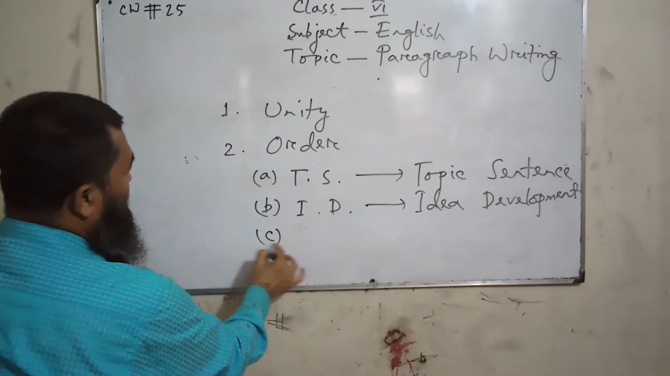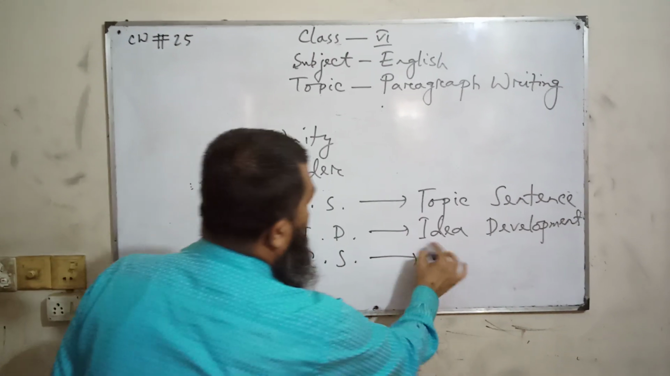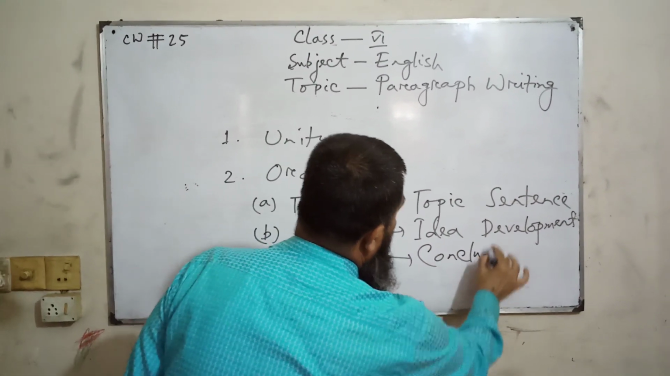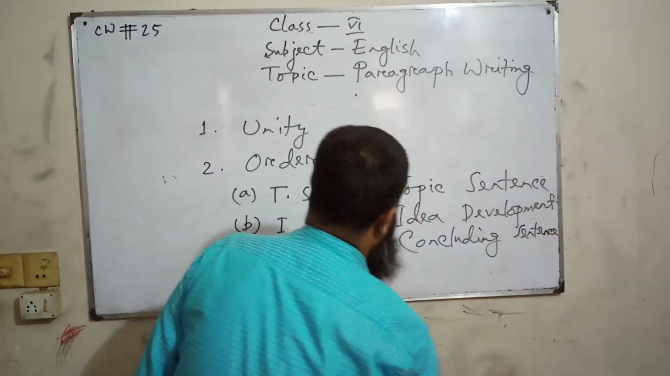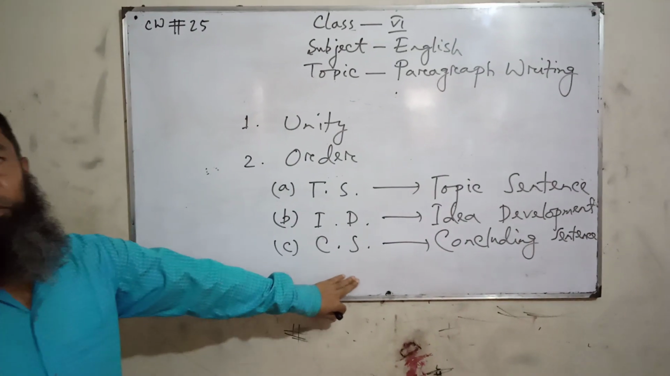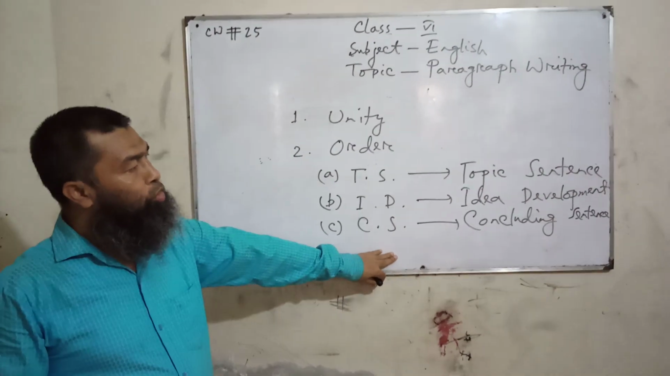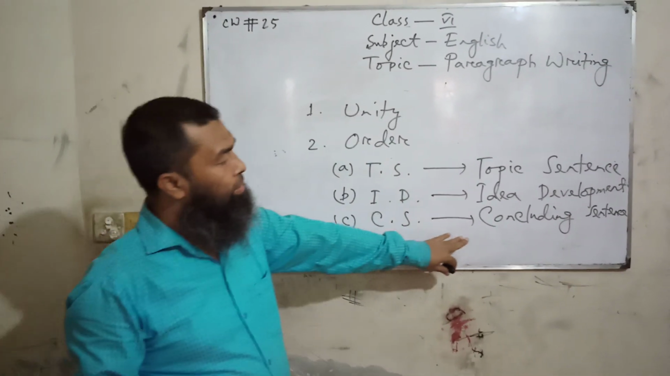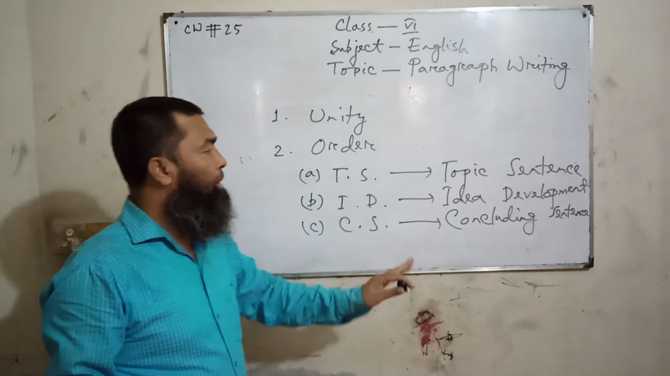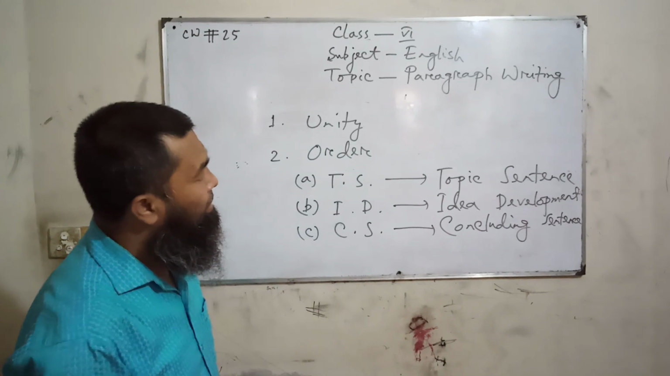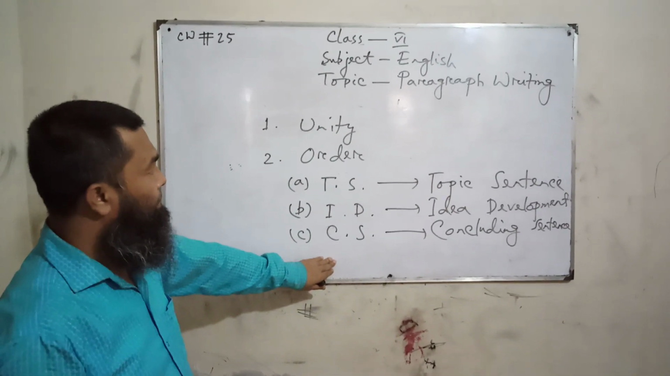Then third point is concluding sentence. So concluding sentence is also very much important. It is the last part of the paragraph. It should be written in such a way that it should satisfy the paragraph, and the examiner also will be happy by seeing your last sentence. It is the most important sentence.